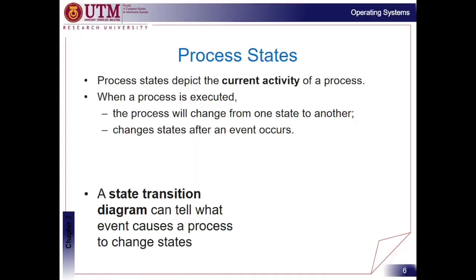This slide introduces the concept of process states and state transition diagram. Process states are the possible activities or conditions that a process can have during its execution. For example, a process can be running, waiting, ready, or terminated. A state transition diagram is a graphical representation of how a process changes from one state to another after an event occurs. For example, a process can change from ready to running when it is selected by the CPU scheduler.